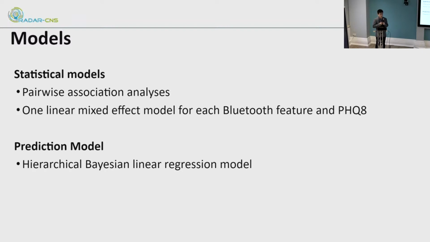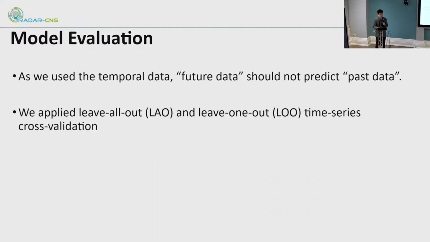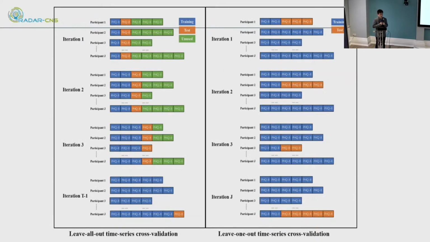This model has some advantages, including considering both the individual level and the population level information. And in this study, the data we use are temporal data, so the future data should not be used to predict the past data. So we applied two time series cross-validation strategies to evaluate the model performance. The two strategies are leave-all-out and leave-one-out.